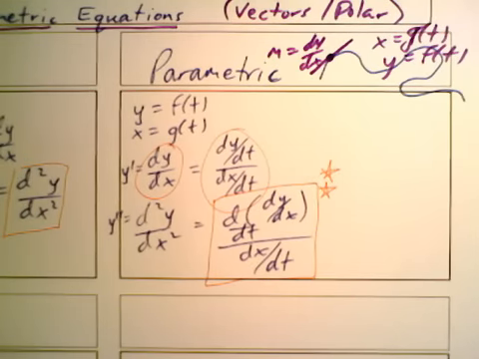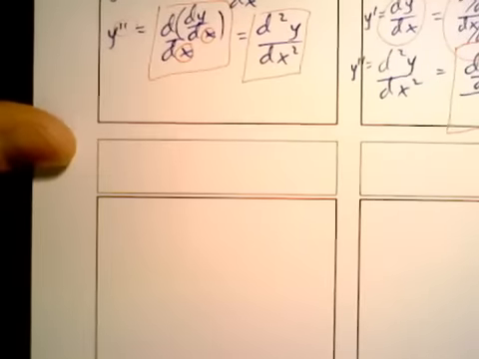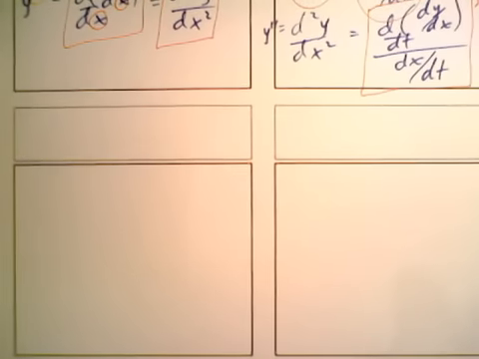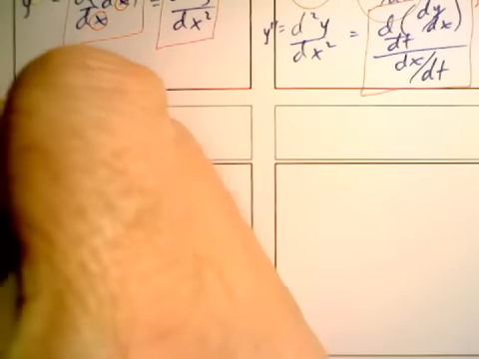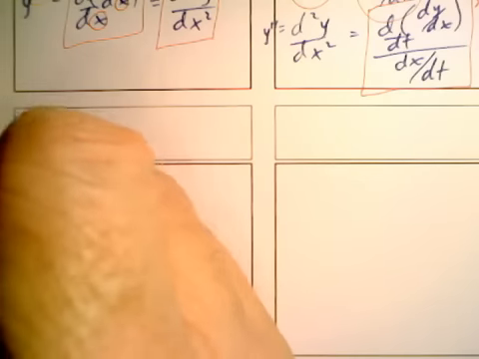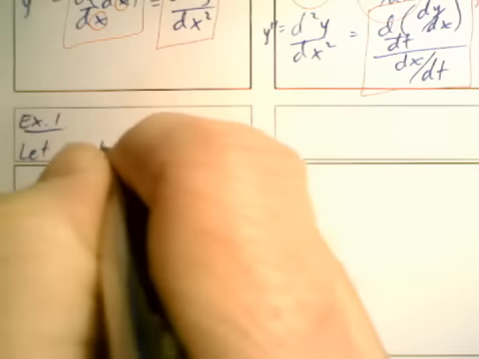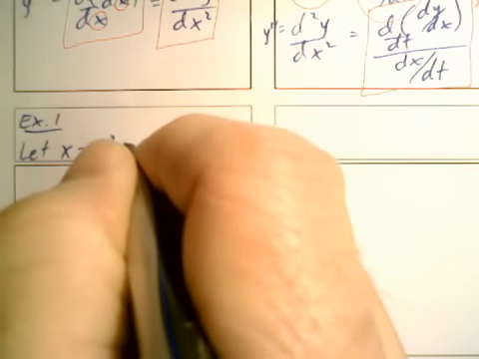Okay, so let's go ahead and do a couple examples, and let's see how it works. Let's cruise on down here to this box. Let's see if I can keep that in that spot right there so you can see it still. So your example 1 will be, let x, we're going to define some parametric equations. Let x equal t squared plus t.